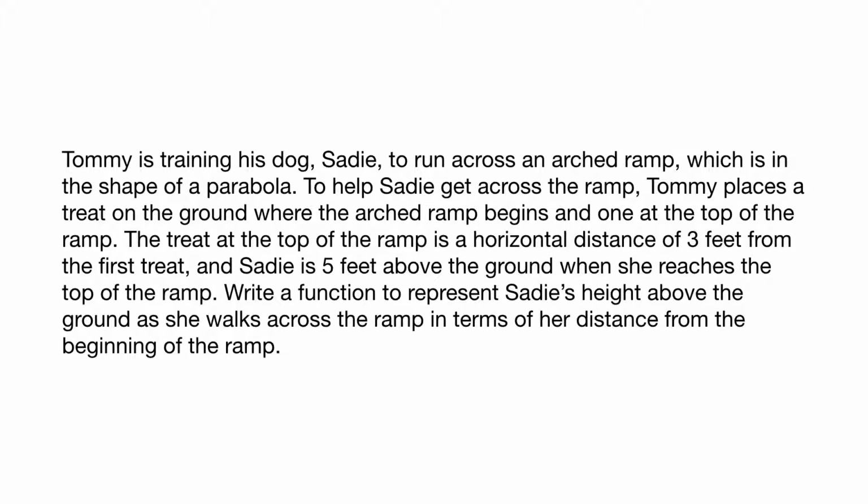Tommy is training his dog, Sadie, to run across an arch ramp, which is the shape of a parabola. To help Sadie get across the ramp, Tommy places a treat on the ground where the arch ramp begins and one at the top of the ramp. The treat at the top of the ramp is a horizontal distance of 3 feet from the first treat, and Sadie is 5 feet above the ground when she reaches the top of the ramp. Write a function to represent Sadie's height above the ground as she walks across the ramp in terms of her distance from the beginning of the ramp.